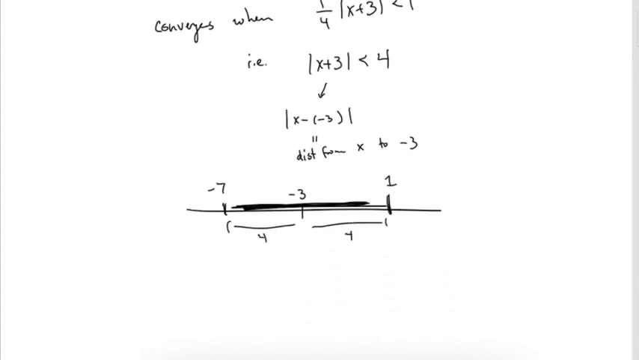So the radius of convergence is 4. It converges for all numbers which are within 4 units of negative 3. We often talk about the interval of convergence. The interval in this example is from minus 7 to plus 1. Now we haven't actually checked the endpoints. We don't know if one or the other of those endpoints is included in the interval of convergence. We could check them if we want to, but I don't want to get into that.